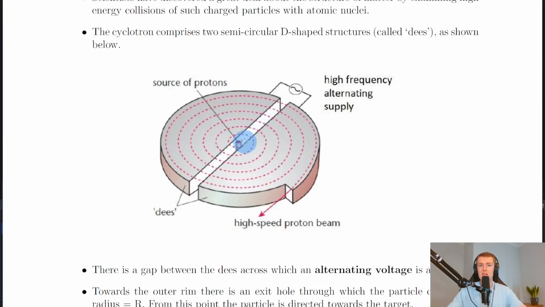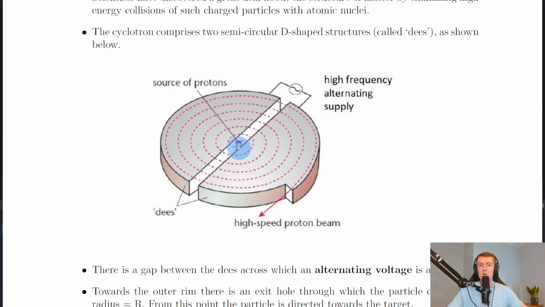Now looking back at the case for the protons, you can see they move towards this D on the right hand side first of all, and then they curve round to the left hand side. But this means that initially, in order for the protons to go to this right hand side D, it must be negatively charged on this side, and this D on the left hand side must be positively charged.